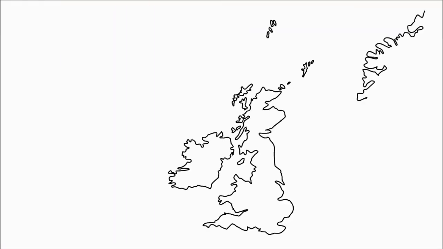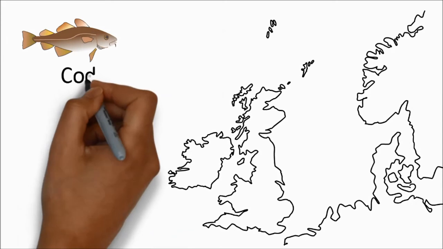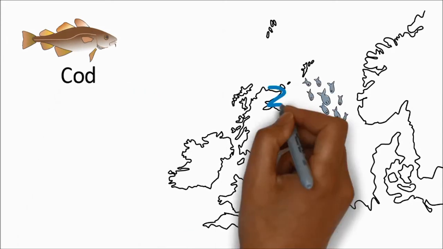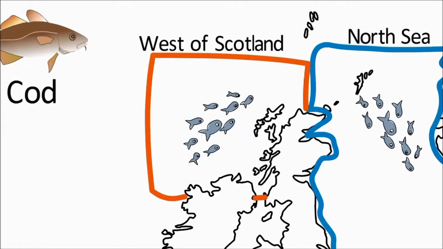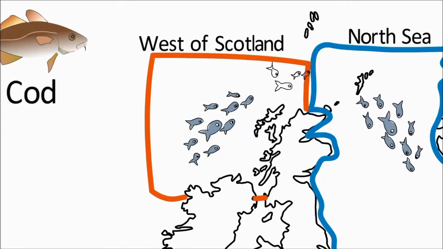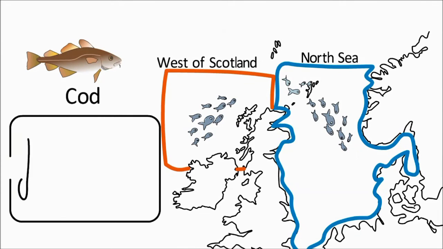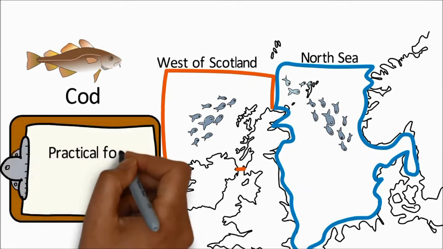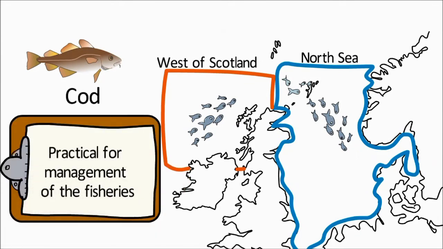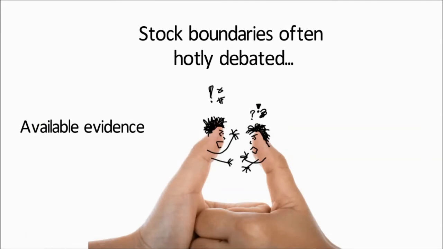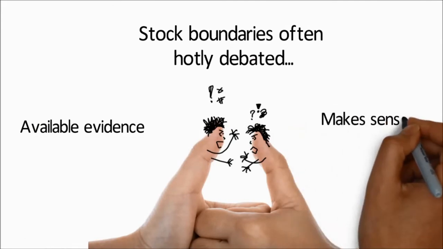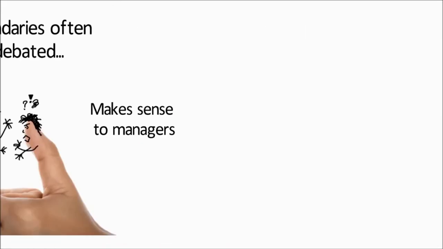For example, in Scotland there are two stock assessment areas for cod, the North Sea and the west of Scotland. But cod in these two areas aren't separate biological populations, and the boundaries have instead been drawn in a way that is most practical for the management of the fisheries. So stock assessment boundaries are often hotly debated, but are drawn up using the best available evidence and in a way that makes sense to managers.